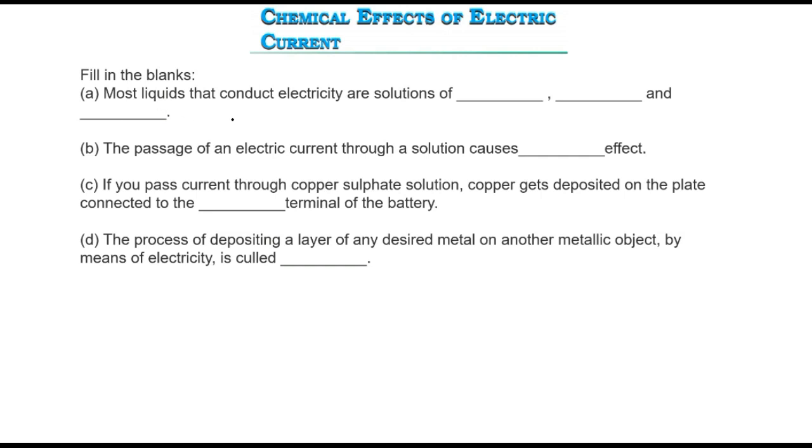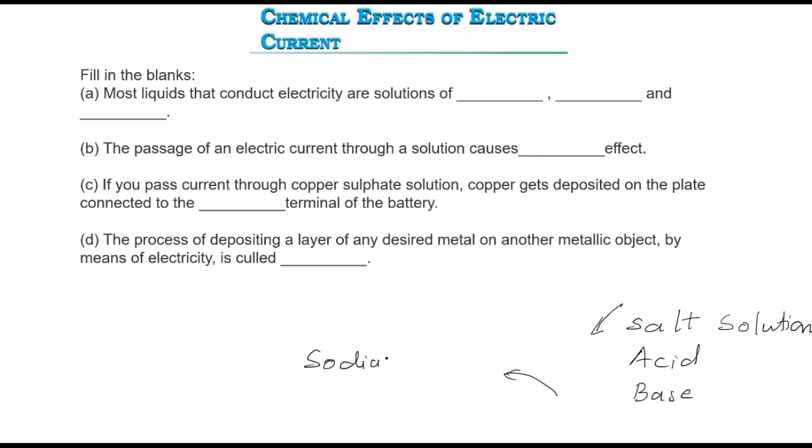Most liquids that conduct electricity are solutions of dash, dash and dash. Right? And we know that liquids conduct electricity only if salt is added. In case of water I am telling. Or else salt solution is a very good conductor of electricity, or acid is a good conductor of electricity, or a base such as sodium hydroxide, right? Sodium hydroxide is a base.